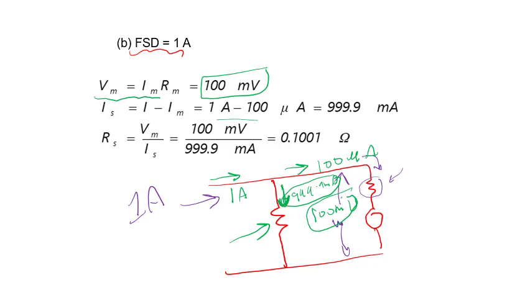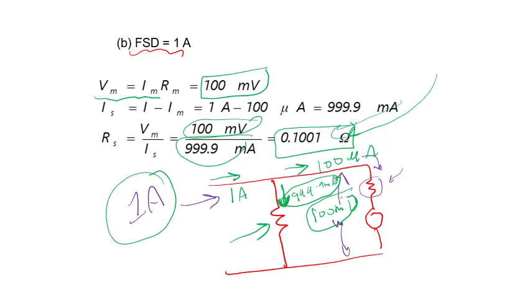The voltage over the current is equal to the required resistance. Remember, don't approximate. You see the value is very small, but don't approximate. 0.1001 is supposed to be kept as it is. So by connecting this resistance in parallel with the PMMC, we will be able to measure 1 ampere.